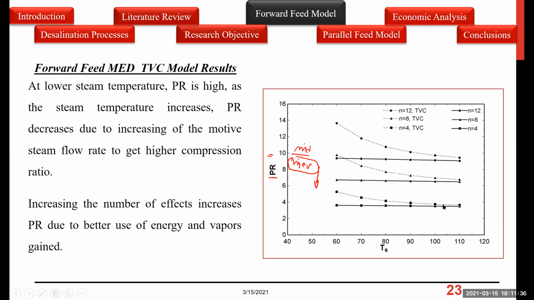This effect diminishes as the temperature increases. But for the range of temperatures of operation of the TVC, where basically the top brine temperature is about 65, so we're talking about steam in the order of 80 degrees centigrade or so, for this range there is a significant improvement in the performance of MED systems.